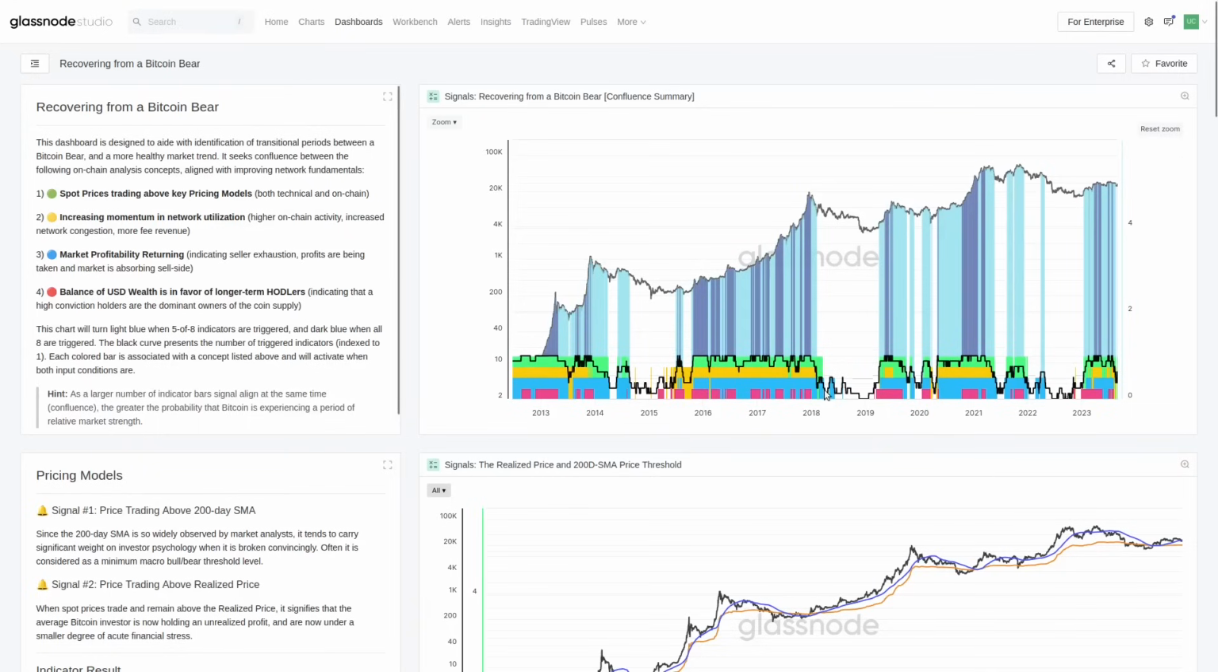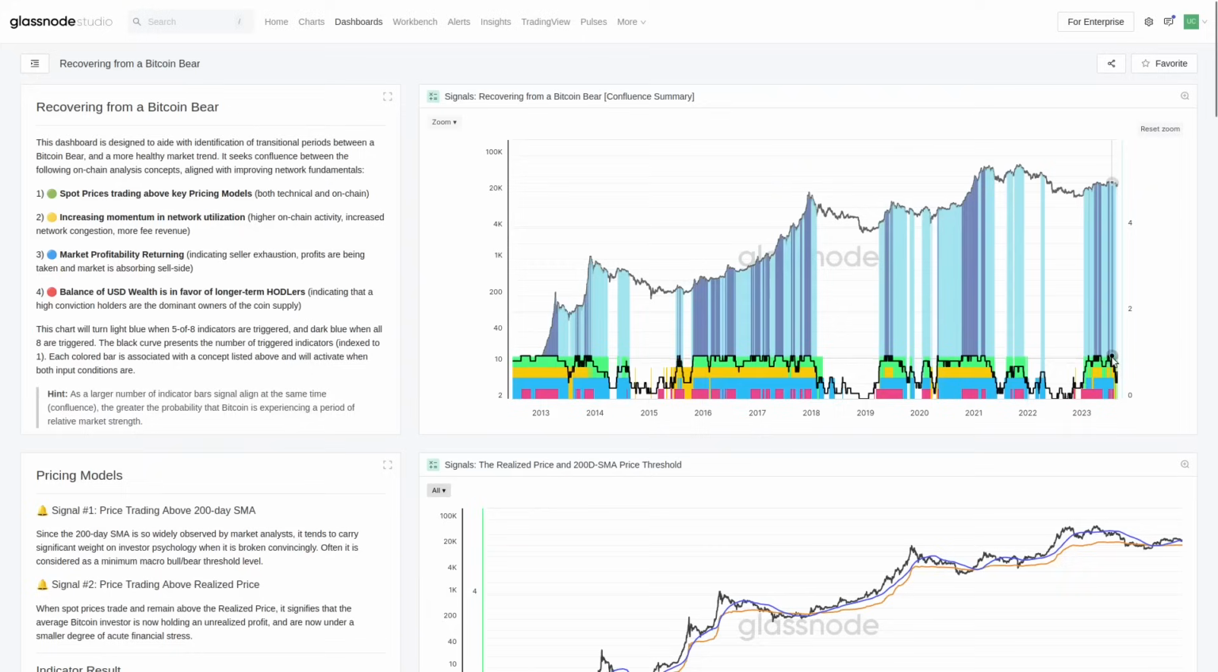Now, this chart here basically stitches it all together. We're going to come back and look at this. I want to take you through the components first, but really the big takeaway here is that the light blue bars are 5 out of 8, and the dark blue bars are when all 8 are happening. And again, what we're looking for is a robust uptrend.